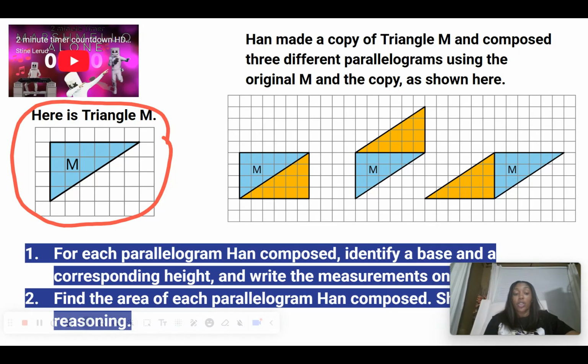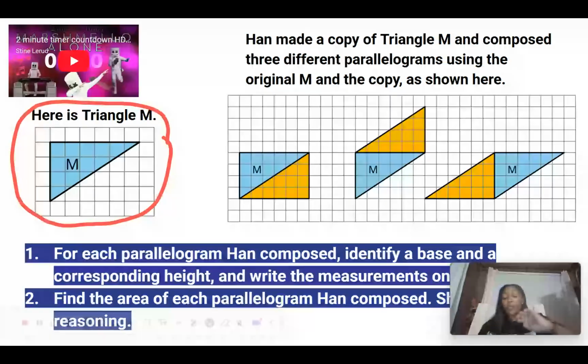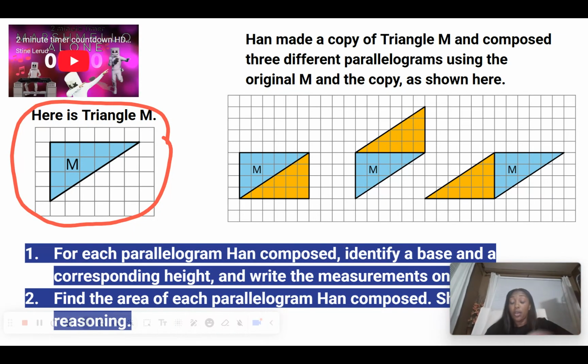So your job for question 1 is for each parallelogram that he composed, identify the base and the height, and then write the measurements on the drawing. And then once you identify the base and the height, you are going to find the area using the formula that we learned on Friday, or actually on Thursday, for parallelograms, which we know is base times height. All right, so now take 1 to 2 minutes to find the area of each one of these parallelograms. All right, so pause the video, and then when you unpause it, I'll go over the answers.